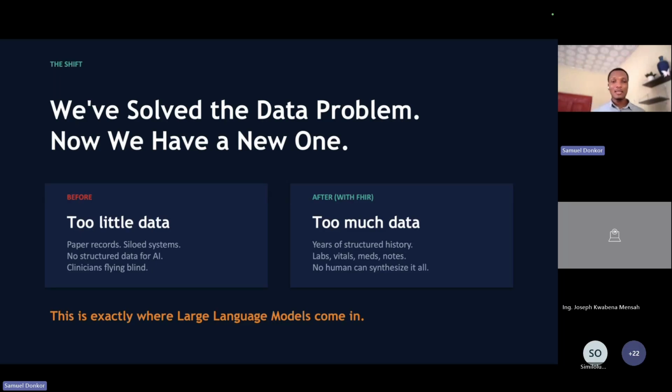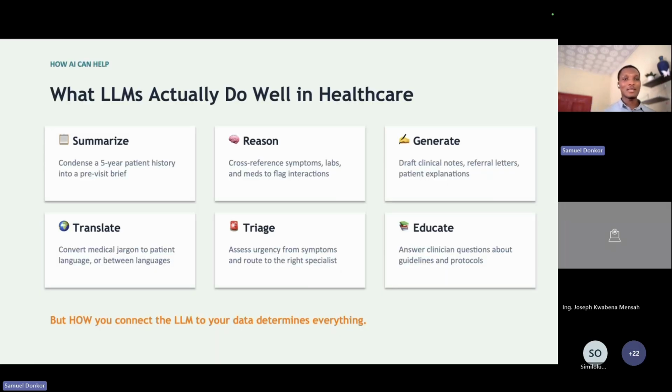So this is where LLMs make sense. These are potentially many of the ways LLMs can help. They can summarize data, for example condensing a 5-year patient history into a pre-visit brief. So even before the patient gets into the consulting room, the clinician already has a brief summary of their medical history. You can also reason across symptoms, labs, and more to flag interactions.